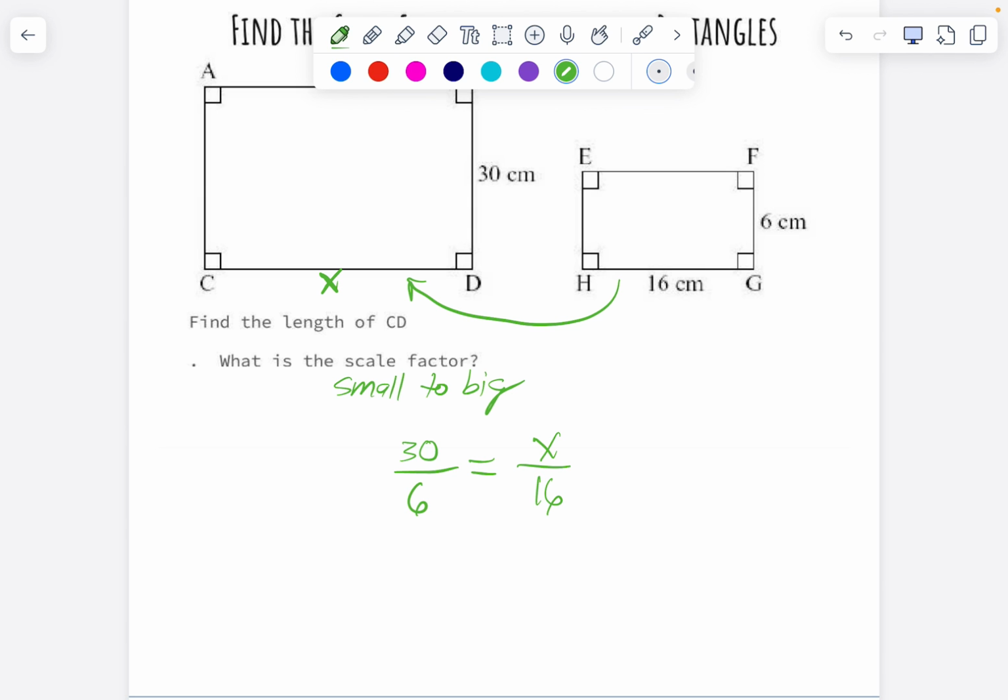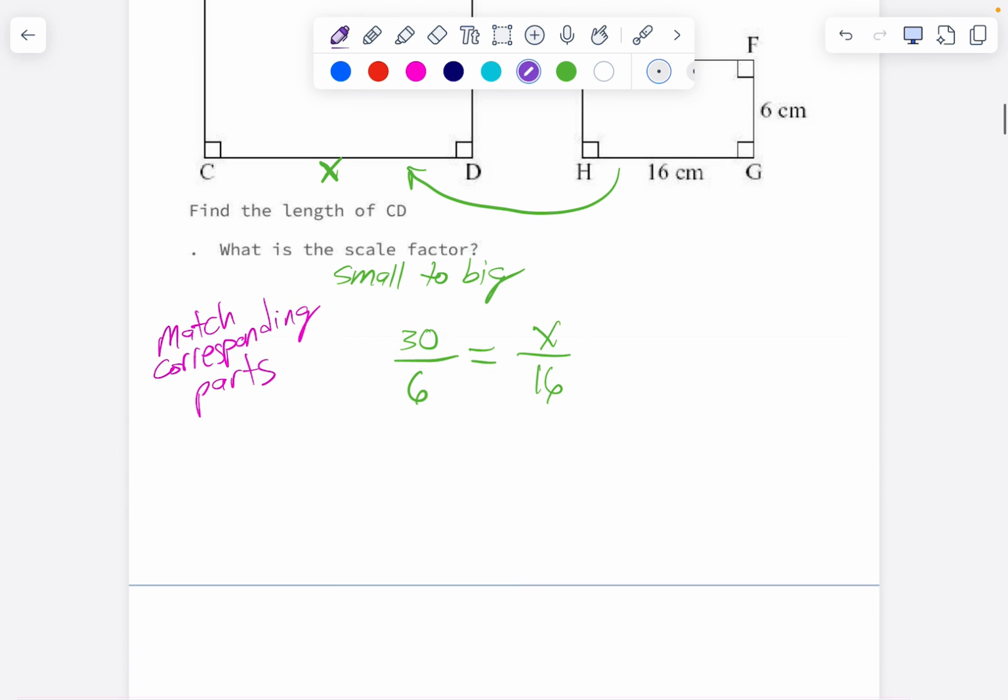Okay, so why did we have to edit when we were heading off into the 30 over 16? Why was that wrong? Yeah, we got to make sure to match corresponding parts, right? Now, is this the only one that we can write? The only correct proportion? So give me some more. There's actually 4 different versions that are accurate and okay to solve. What's another one?